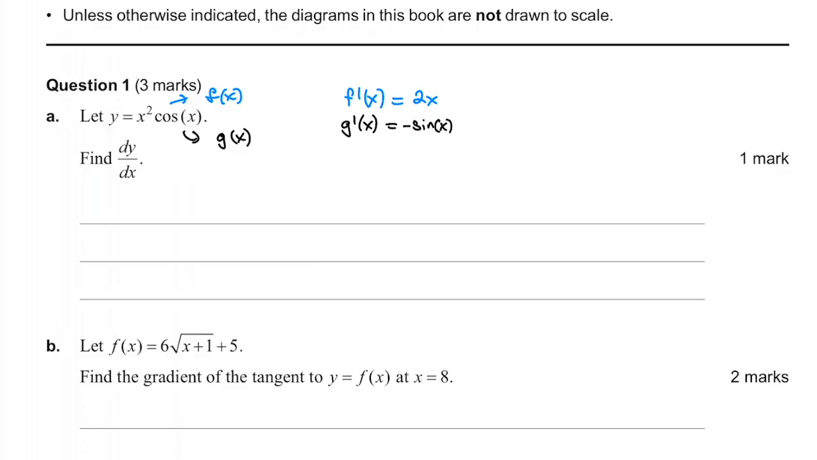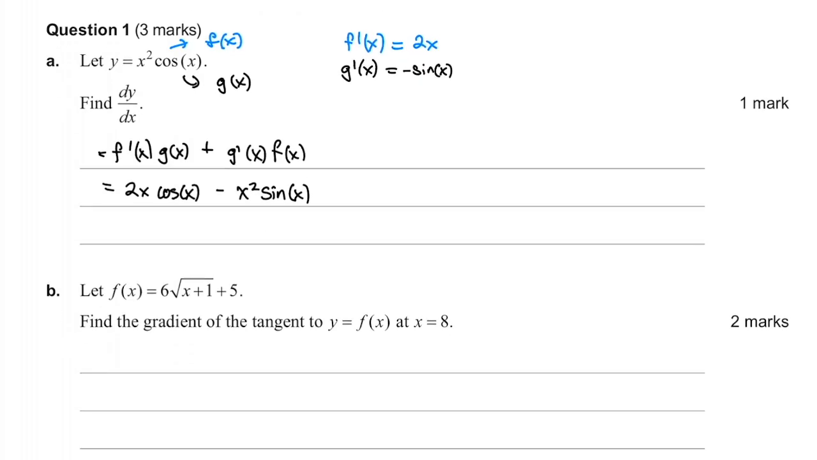Since we know the product rule is f dash x g x plus g dash x f of x, that tells us that we're going to end up having 2x cos x plus, or rather minus, we'll have f of x times g dash of x, so x squared times sine x. And there we go.